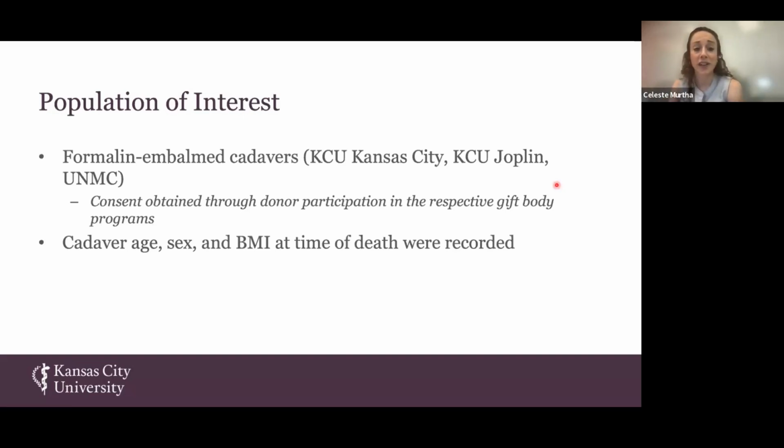Okay, so my population of interest involved formalin and balm cadavers at the KCU Kansas City and Joplin campuses, in addition to the University of Nebraska Medical Center. Consent was obtained through donor participation in each of the respective gift body programs. At the time of data collection, cadaver age, sex, and BMI were all recorded.